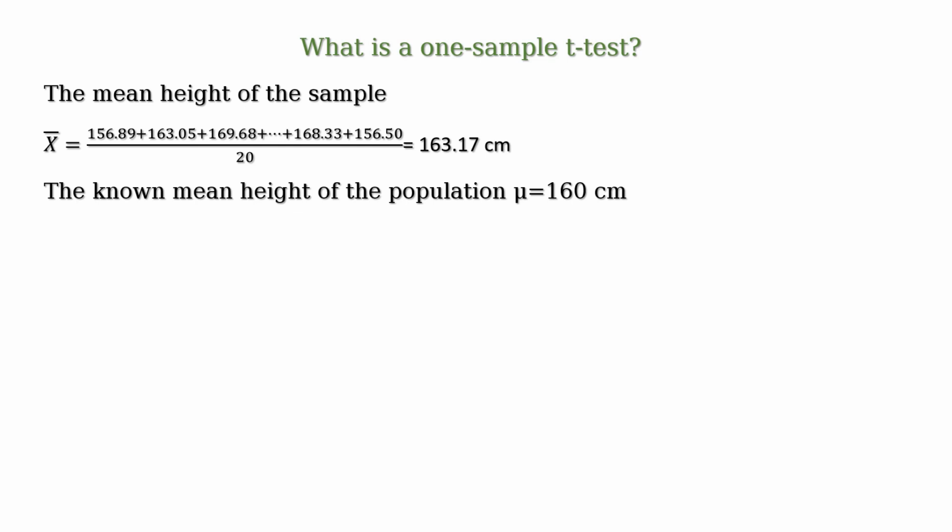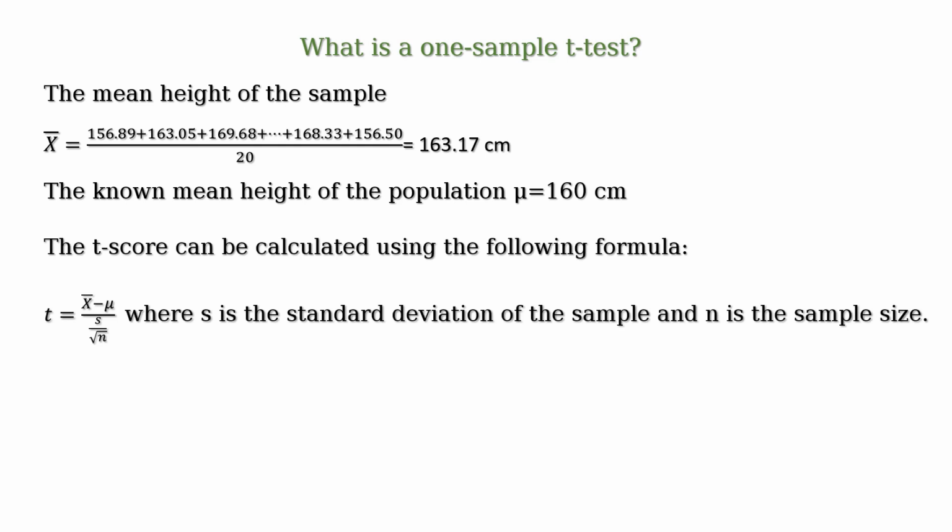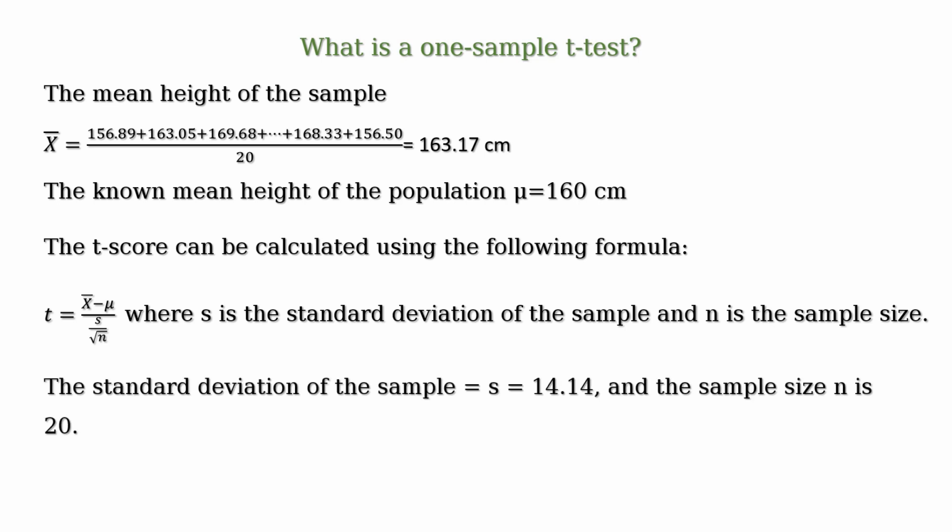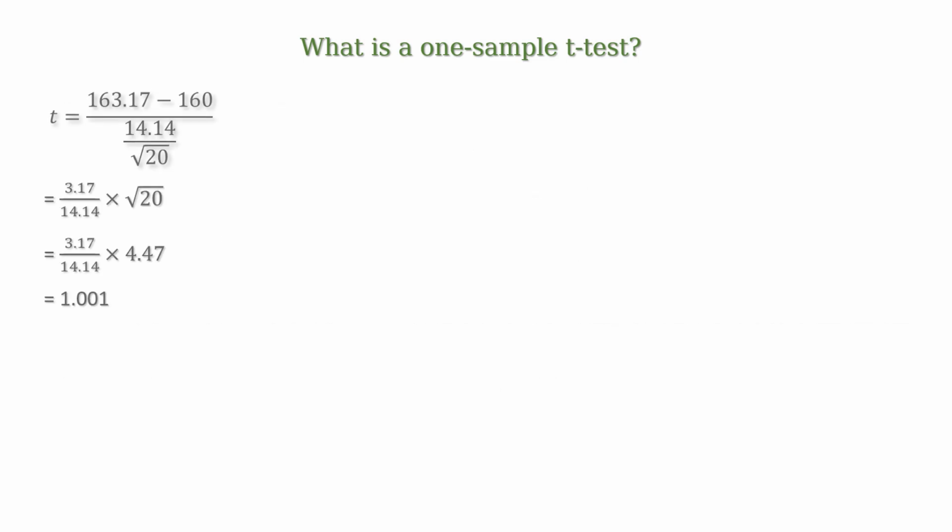In the next step, we will calculate the t-score. The t-score can be calculated using the following formula. T is equal to x bar minus mu divided by s by root n, where s is the standard deviation of the sample and n is the sample size. Now, in our case, the standard deviation of the sample s is 14.14, and the sample size is 20. So, t is equal to 1.001 after calculation.